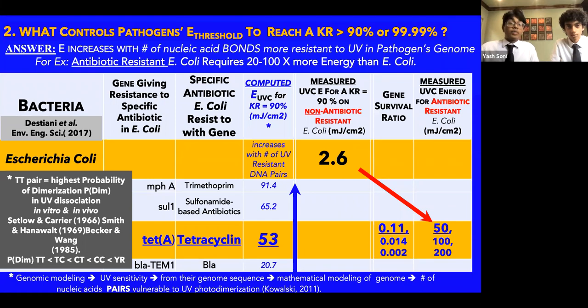So if size does not control the pathogen's energy threshold, then what does? The answer is that the energy increases with the number of nucleic acid bonds that are more resistant to UV in the pathogen's genome. An example of this is antibiotic-resistant E. coli requiring 20 to 100 times more energy than E. coli. As you can see here, tetracycline requires a computed energy for a kill rate of 90% at.